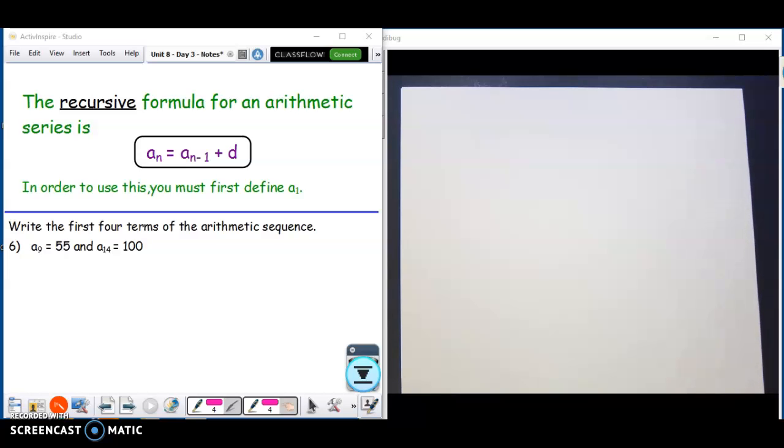So switching gears a little bit, the recursive formula. Remember we talked about the recursive, that is not on your formula sheet. The recursive formula depends on the previous term. So if we are adding 5 each time, it would say a sub n minus 1 plus 5. It would say whatever the common difference is. You must always define your first term when you're writing a recursive formula, okay?